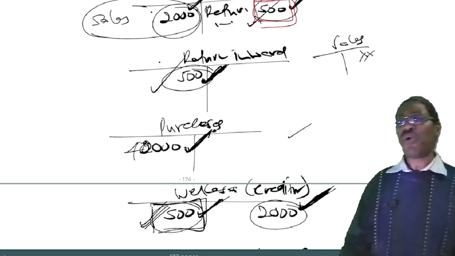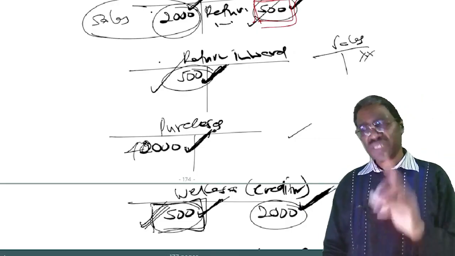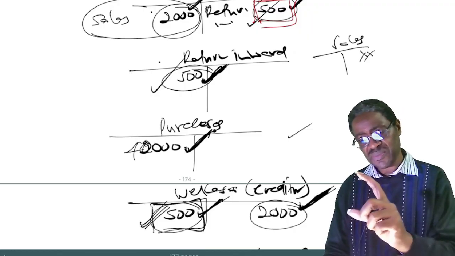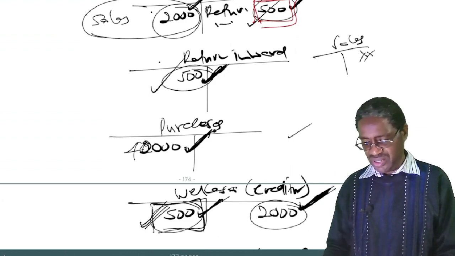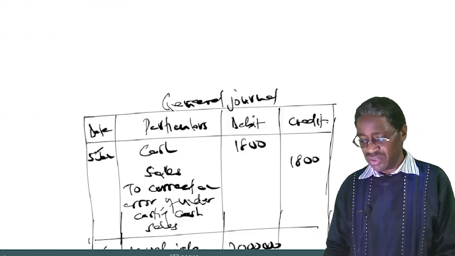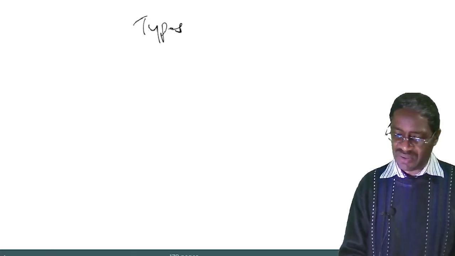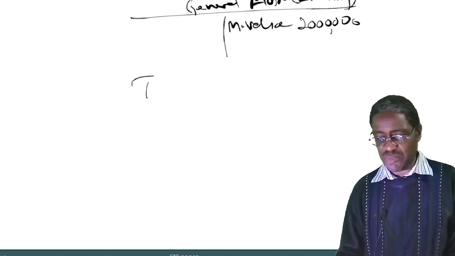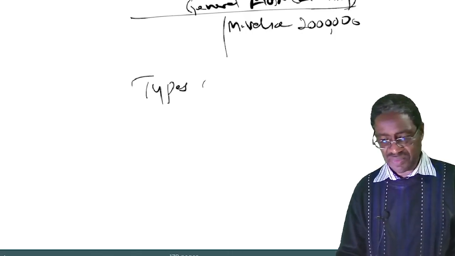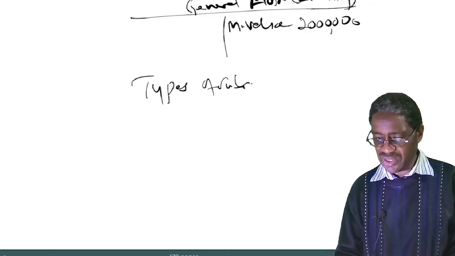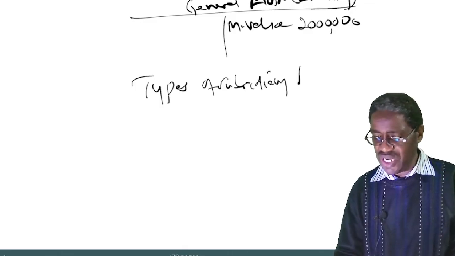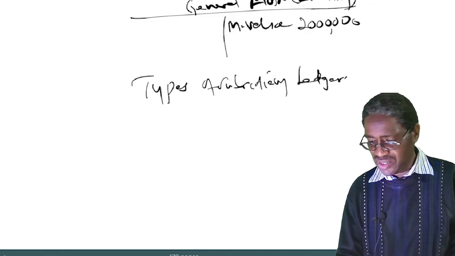Now, what are the various types of ledgers? And first, what is a ledger? Now listen, we are looking at types of ledgers now. We also call them subsidiary ledgers. Let me just call them subsidiary ledgers.